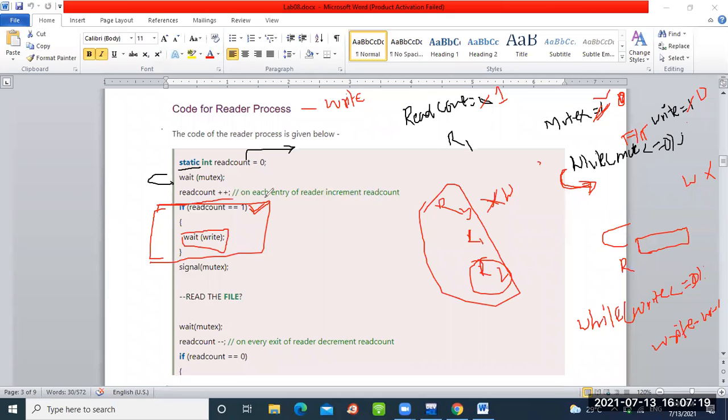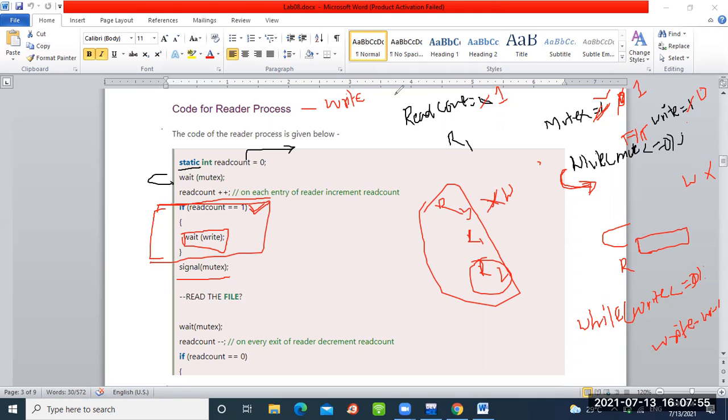This is the code which ensures that if read count equal to 1, that means if one reader is there, I am doing wait of write, which makes the write semaphore value 0. While coming out, I simply do signal of mutex, mutex equal to 1. That means any number of readers can be accessed now, but no writers can be accessed.